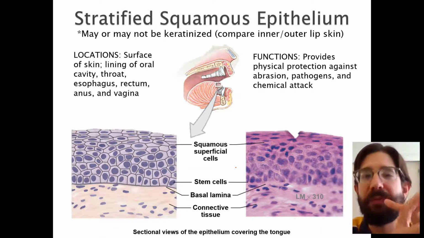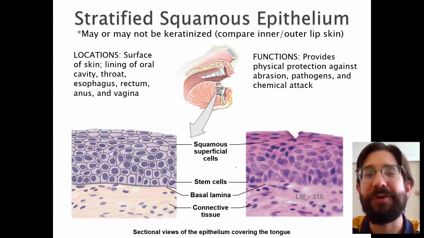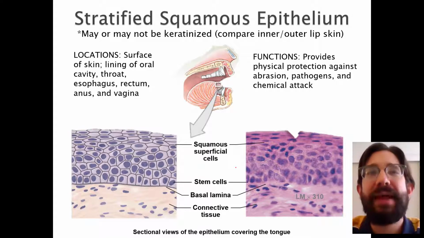Feces, penis during reproductive processes, and chewed up Doritos as an example of something crunchy and sharp. All of those have the potential of doing damage to the body, so stratified squamous epithelium provides a nice thick layer for protection.